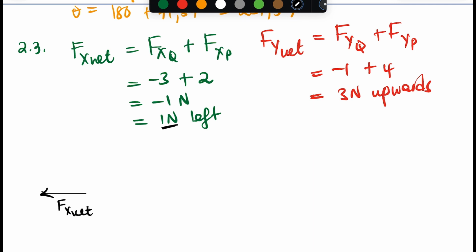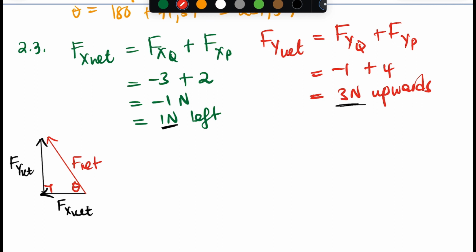It's 1 that is going to the left, and then the y is going upwards by 3 newtons. This is Fy net, and then your resultant there, starting from the tail of the first vector to the head of the last vector. This is your Fy net, and then that's your angle there, and you have 90 there.